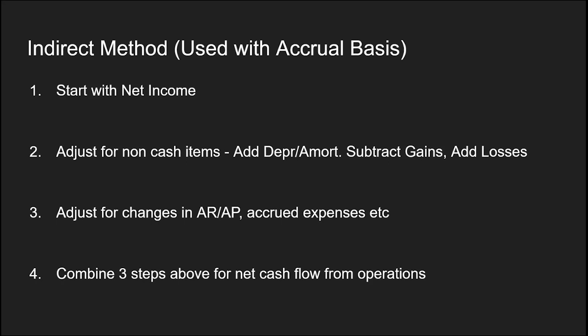The principle is the same for AP, although it's done backwards, right? Because it's a liability. It's the mirror image of accounts receivable. Same thing with accrued expenses. If this doesn't make perfect sense right now, that's okay. I'm throwing a lot at you. In the next video, we're going to do some indirect method examples that'll hopefully cement the concepts in this video.